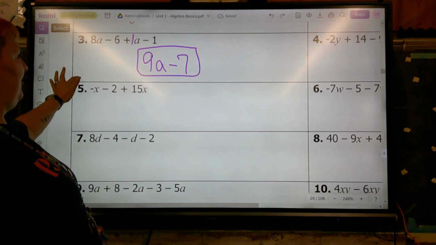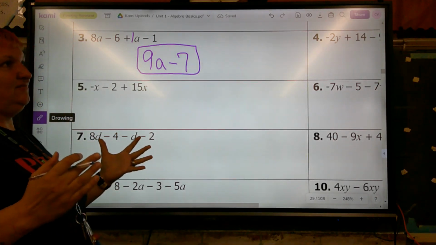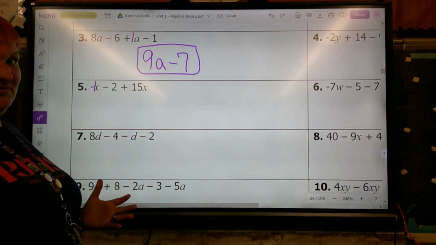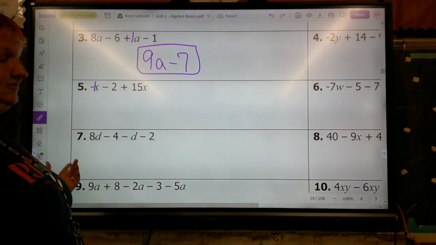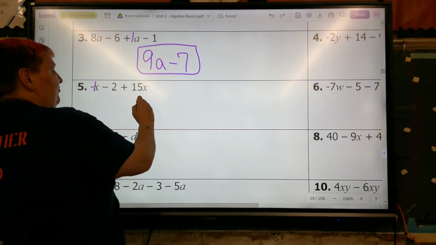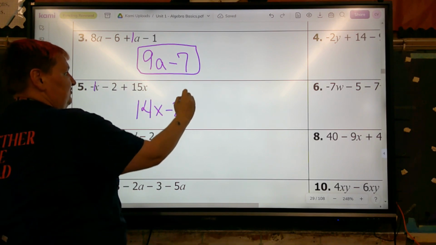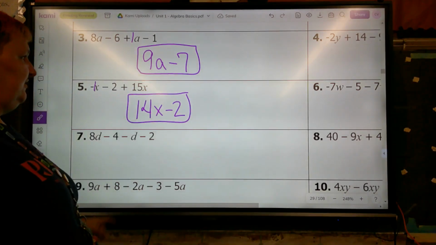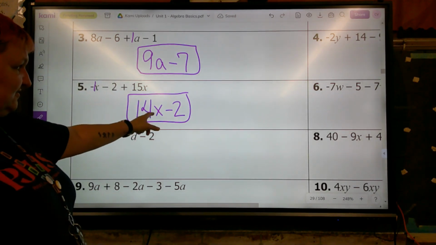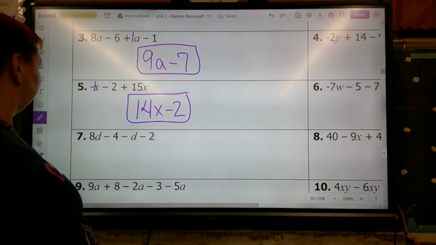Alright, let's get a little more complicated. You have to remember all of the invisible math. Right? There's an invisible 1 here. You have to remember that. They're not going to tell you. Right? Negative x plus 15x is 14x. Minus 2 is what's left over. You can't combine it any further, remember, because they're not like terms. This has a variable of x, this has a constant, and is no variable at all.